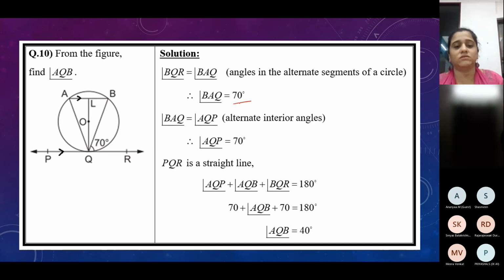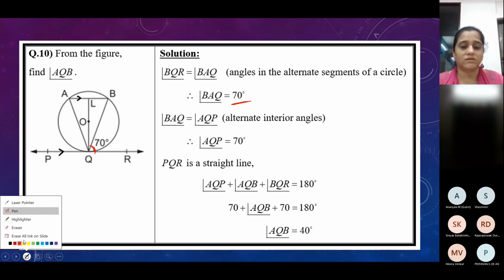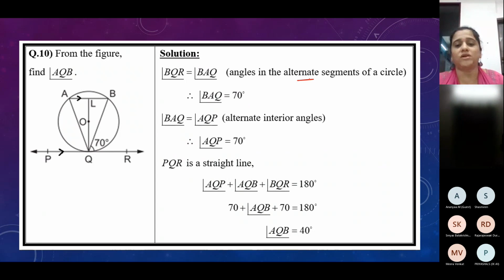You can see here the alternate segment. I've used a different angle here, that's all. I've used a different chord. Anyway, we have to use the alternate segment theorem, alternate interior angles, and then the sum of the angles on a straight line is 180 degrees.